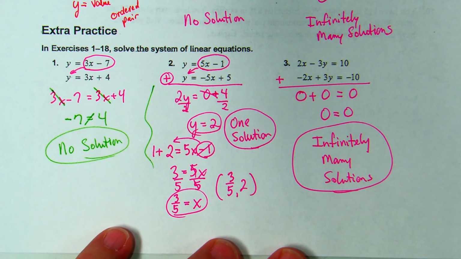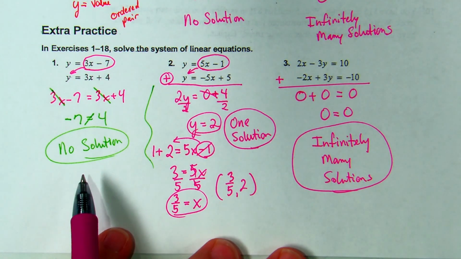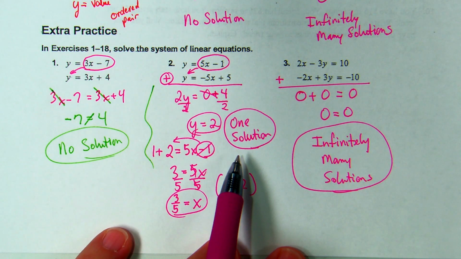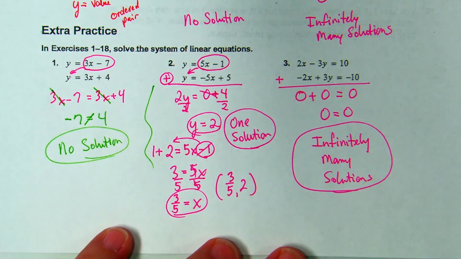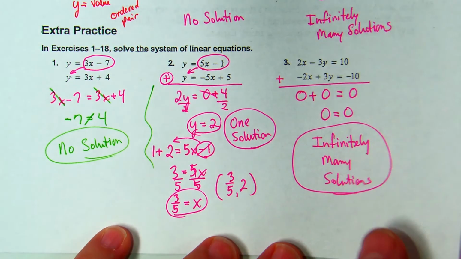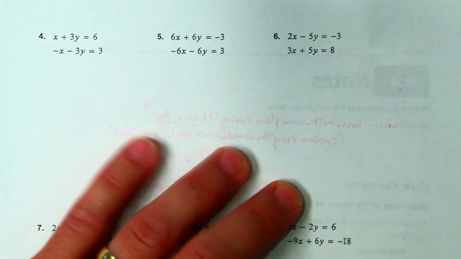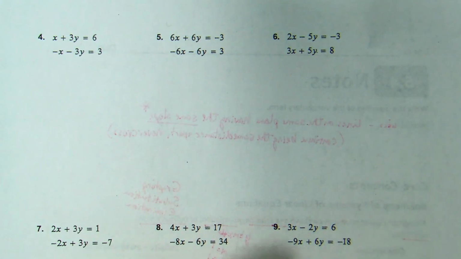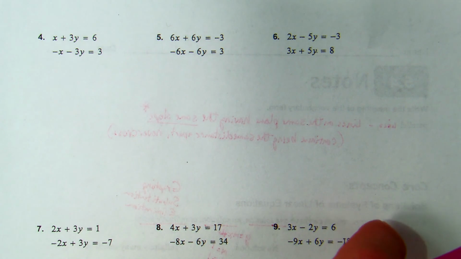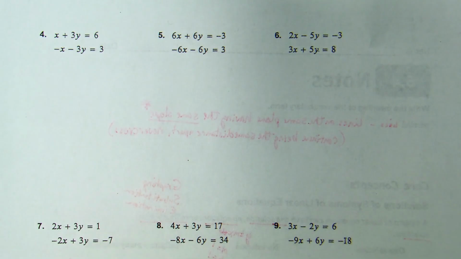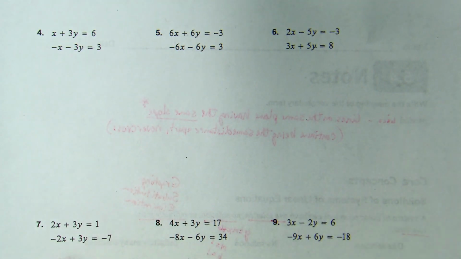So they gave us one of each type here. We had no solution for number 1, one solution for number 2, infinitely many on number 3. Let's flip the page and go to number 4. On number 4, again, I'm going to use a lot of elimination as my method of solving because it just works out a little easier in many cases, especially for the problems that they gave us because many of them have the same coefficients for the x or the y terms, or maybe both.